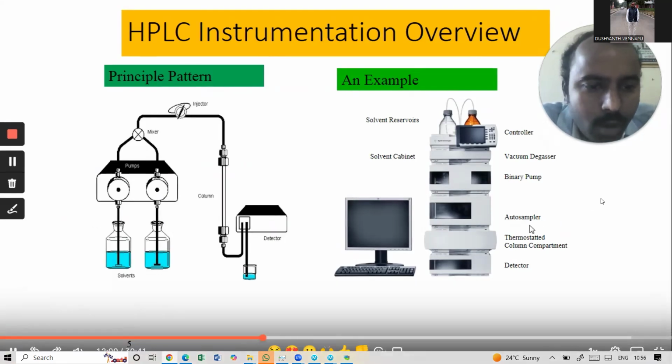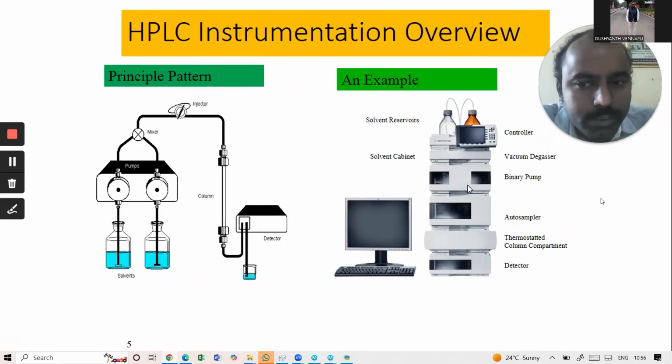Auto sampler uses robotic techniques, whereas manual injection uses Rheodyne injectors. If you can see here, there is a symbol of an injecting loop where you inject using your Hamilton syringe. Now your sample is either in load position or in inject position.